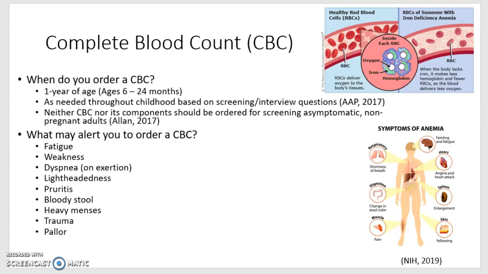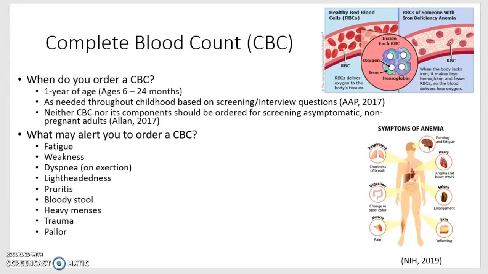So when do we order a complete blood count? Well, surprisingly, according to the evidence, there is really only one age point at which we do this, and that is at their first birthday. Children, when they're in utero, are developing iron stores within their body. However, by about 6 months, those iron stores will begin to diminish. So we want to make sure that when they begin their foods, they're starting higher iron foods so that by their first birthday, they're not anemic. However, we will begin to check that at their first birthday.